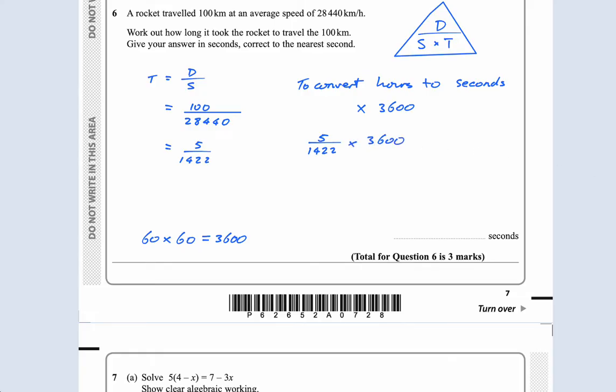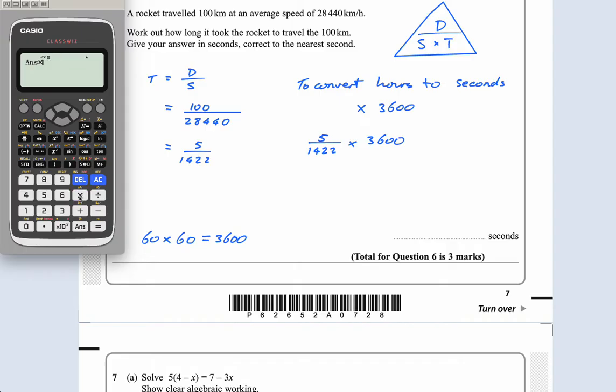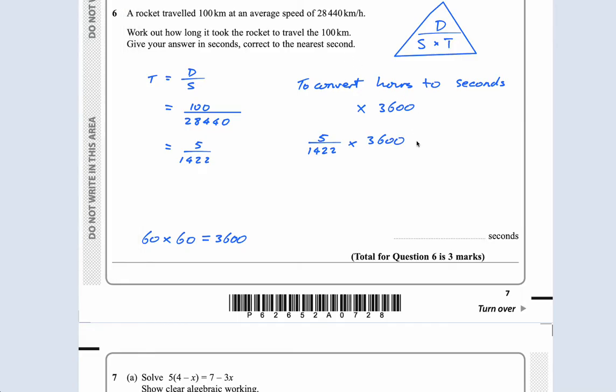This will give me the answer that I'm looking for, 12.658. Now he says, give your answer to the nearest second. 12.658. Nearest second is 13. Round it up.